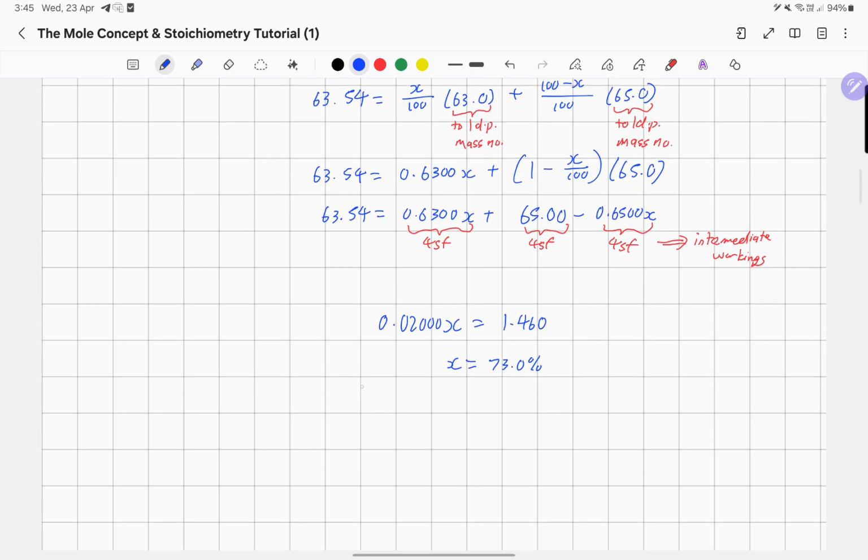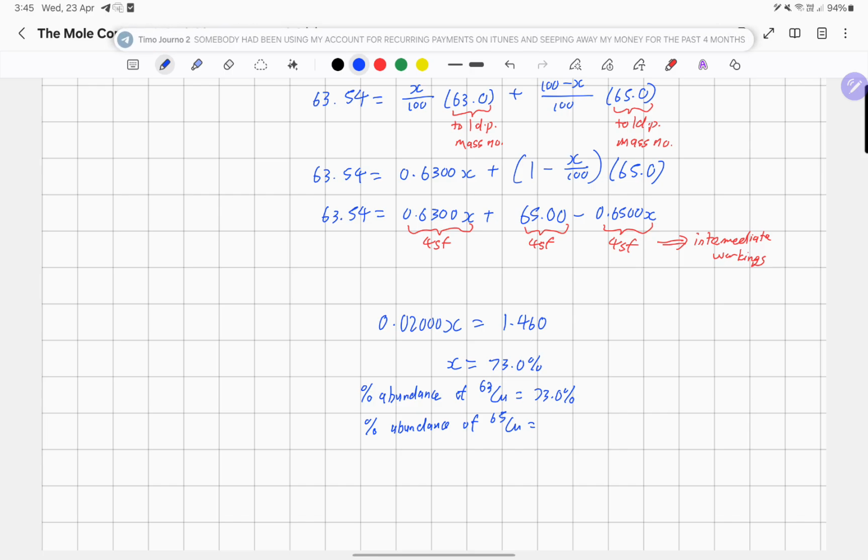Then for your final answer, you just need to express this out. Have an answer line. And for copper 65, it would be 100 minus 73, so there will be 27.0%. And that will be your final answer.